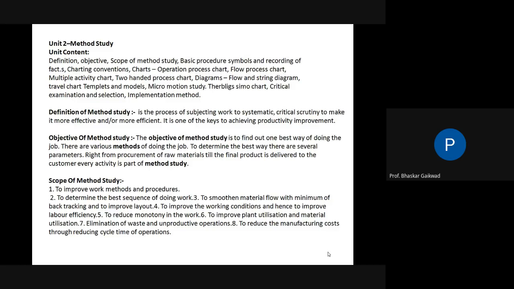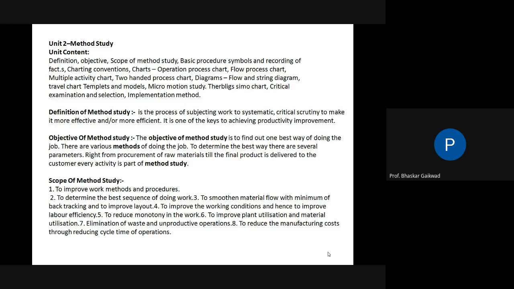The movement of the job should not be there. The plant layout should be according to that, correct? So that transportation, movement cost, and manpower handling cost, all these things will reduce. Accordingly, the sequence should be there. Then, to smoothen the material flow with minimum backtracking, improve the layout.